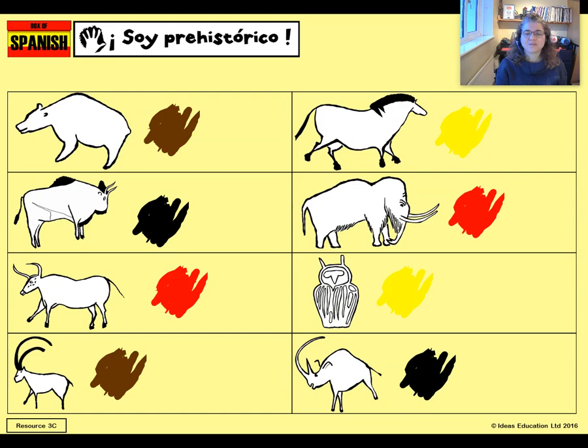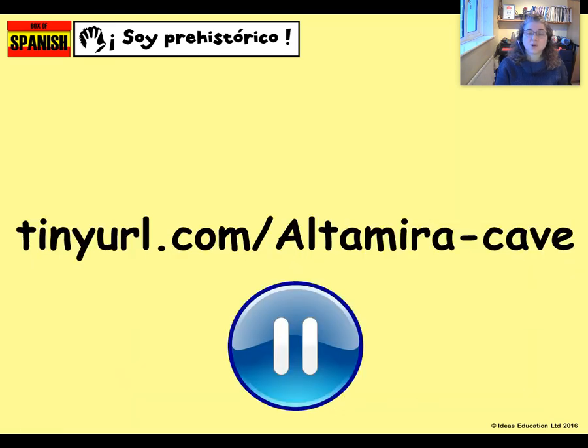Very good. If you want to see some more of the cave paintings in Altamira, by the way, have a look on their website. They've got a really good video that explains all about it and shows you the paintings as well. So if you want to pause the video and write down this website, that'll take you to a video all about the caves at Altamira.